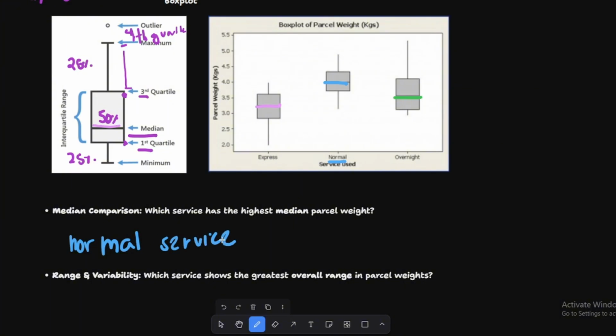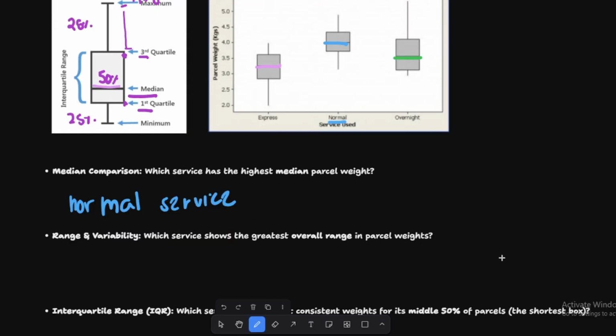Alright, range and variability. Which service shows the greatest overall range in parcel weights? So range is essentially the maximum value minus the minimum value. So we're essentially going to be looking at how long or how spread out this data is. So here it's pretty distant. Here it's relatively small, and then this one is a lot longer.